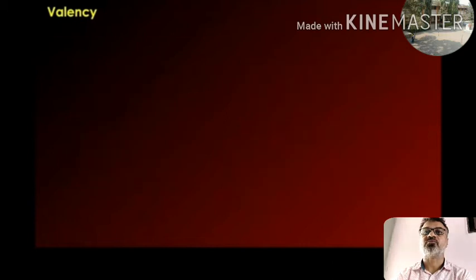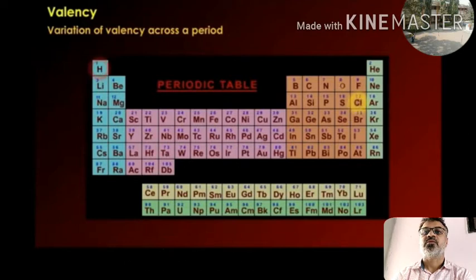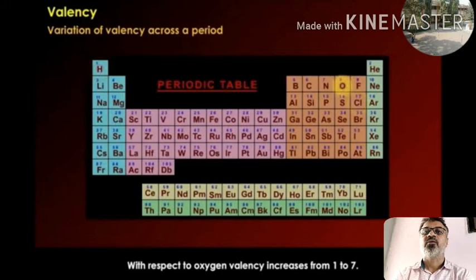Variation of valency across a period. We know that in the periodic table, the horizontal rows are called periods. The valency of elements with respect to hydrogen and chlorine increases from 1 to 4 and then decreases from 4 to 0. If you see the horizontal periods, the valency with respect to oxygen increases from 1 to 7.